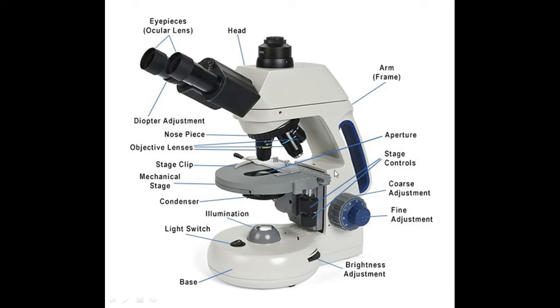So the coarse adjustment is used for moving the stage up and down, but the fine adjustment also helps to move the stage up and down, but it aids more in focusing. It helps to focus the specimen at the right position for magnification, because it moves the stage at a very low velocity or speed. So these are the parts and the functions of a microscope.